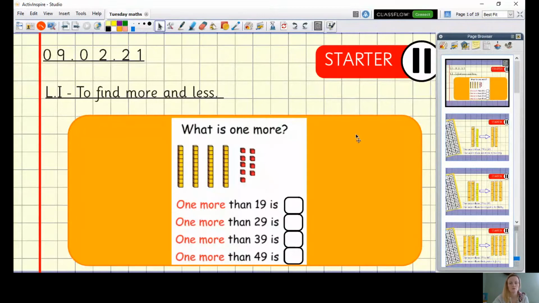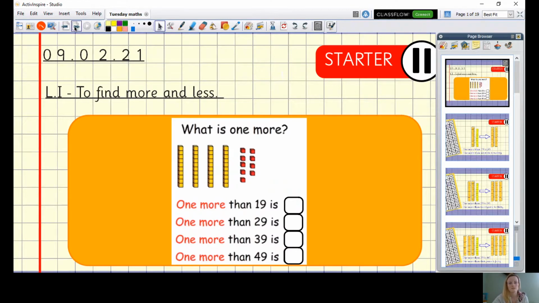So for your starter, we're just going to recap a little bit on what we did yesterday. So what is 1 more? 1 more than 19 is, 1 more than 29 is, 1 more than 39 is, and 1 more than 49 is. Press pause and have a go.